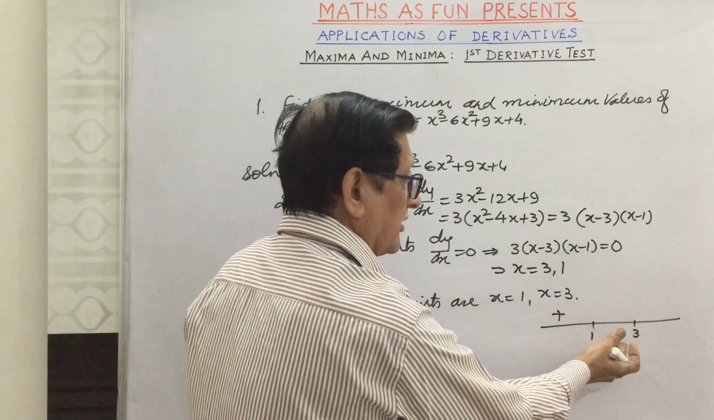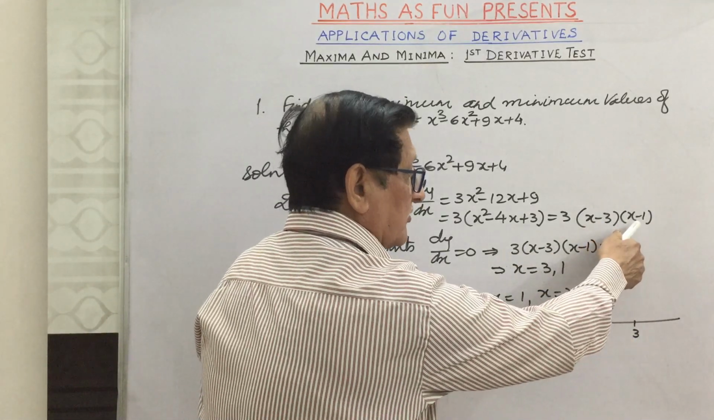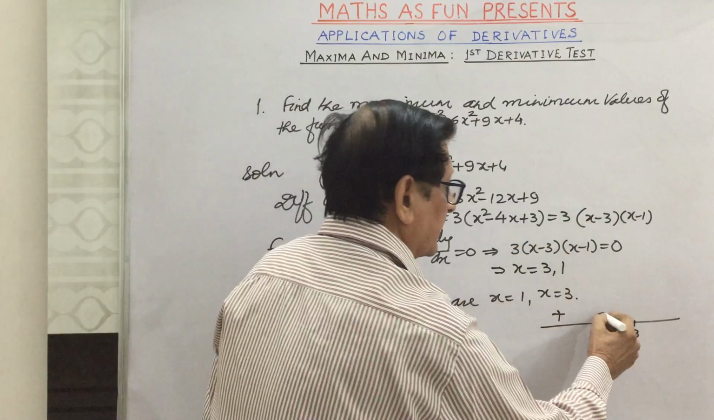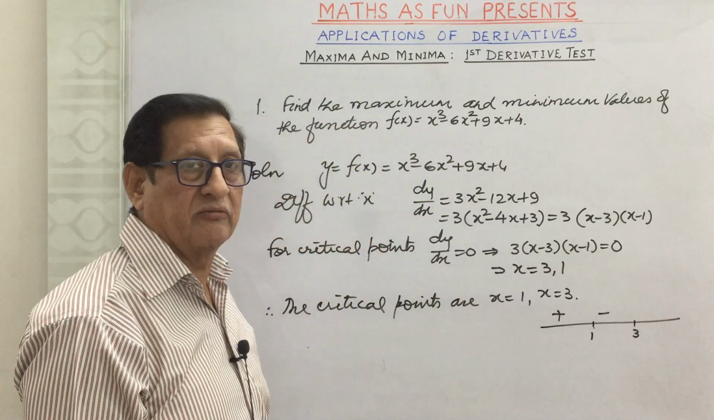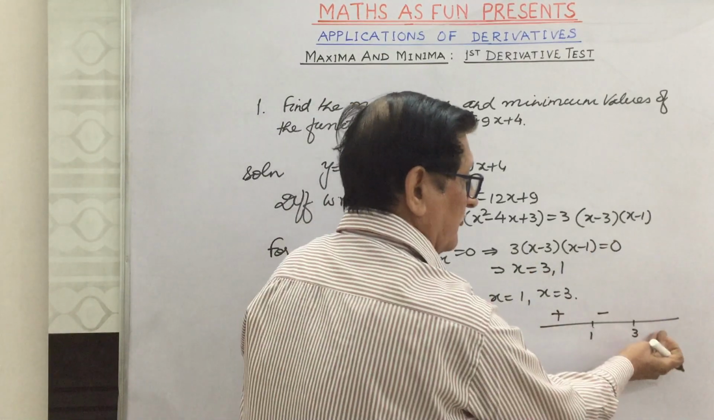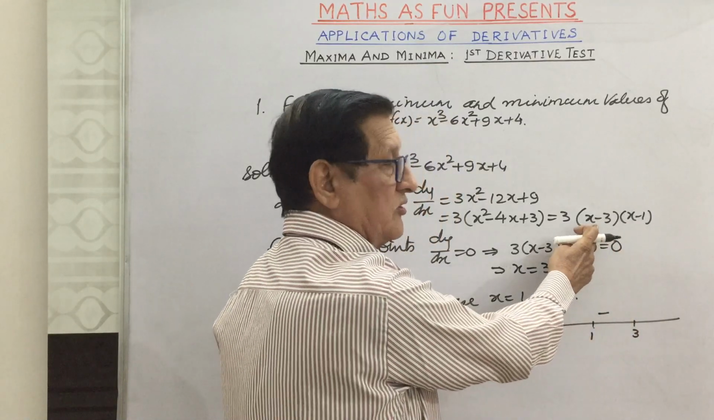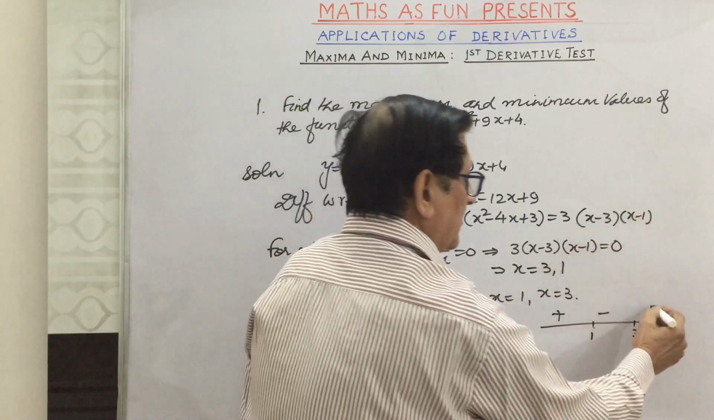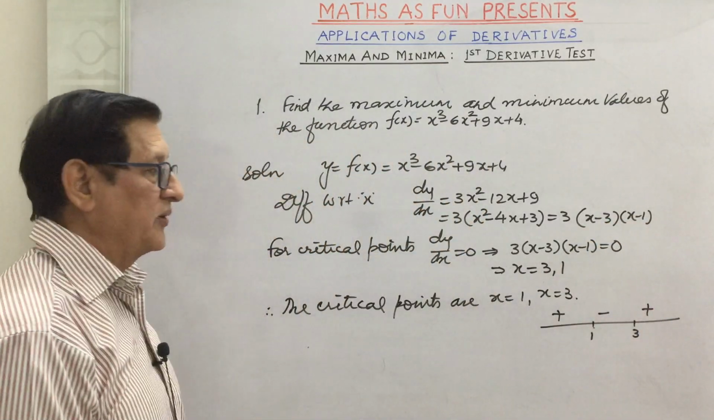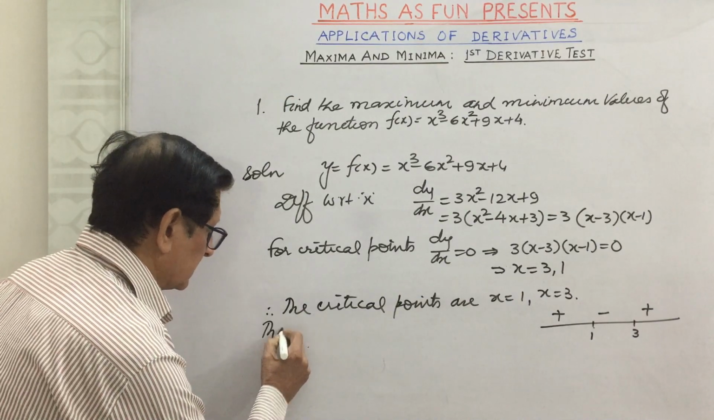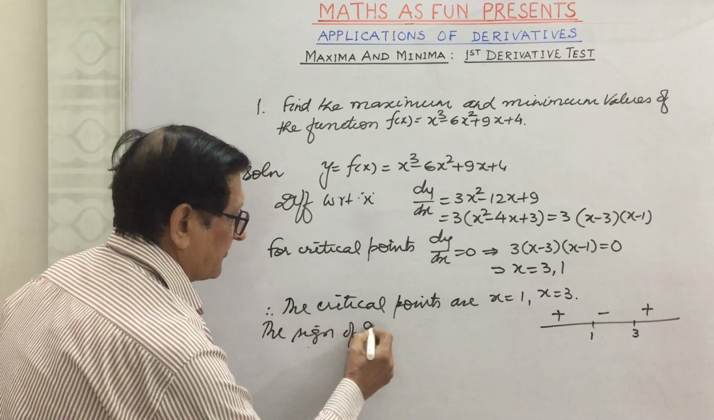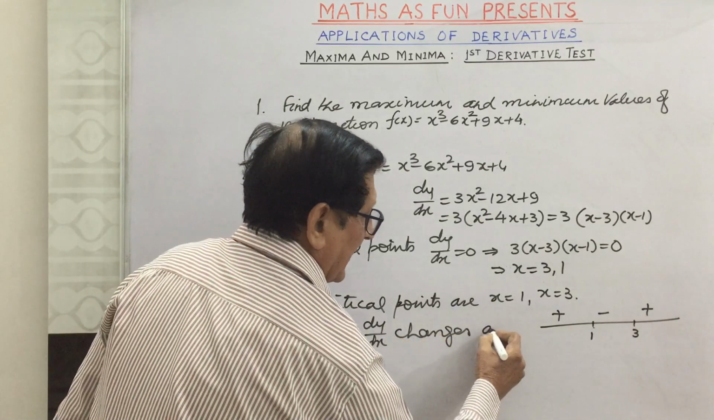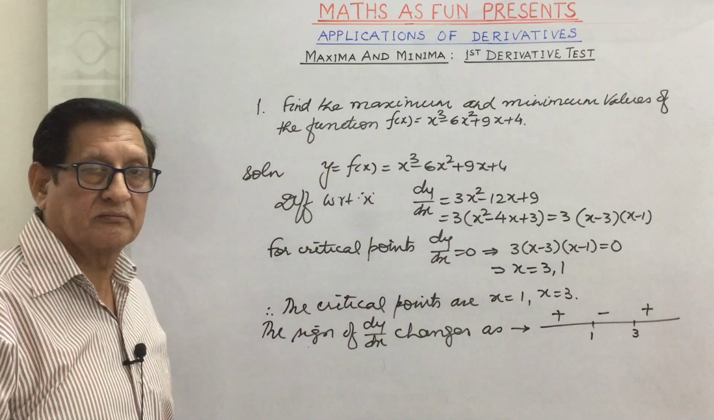When we go to the right hand neighborhood of 1, we find this will be positive and this is negative, and hence the product of them will be negative. So the sign on this will be negative. When we go in the right hand neighborhood of 3, more than 3, if we put the value of x, this will be positive and this is also positive. Positive into positive will be positive. So we find the sign here also plus. So we can write the sign of dy by dx changes as this we can see.